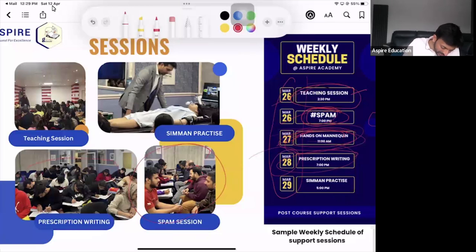And this is the prescription writing session happening, if you see. Everybody is given a BNF. Everyone has got a BNF. So you will see they're just writing the prescription and then it will be checked as well. And then sim and practice happens every week.